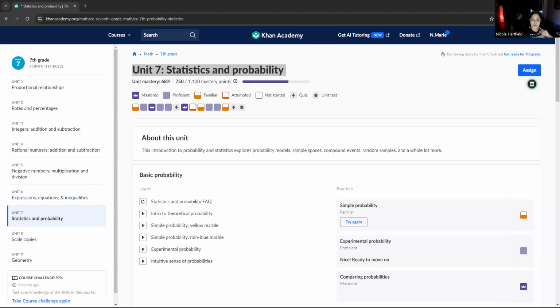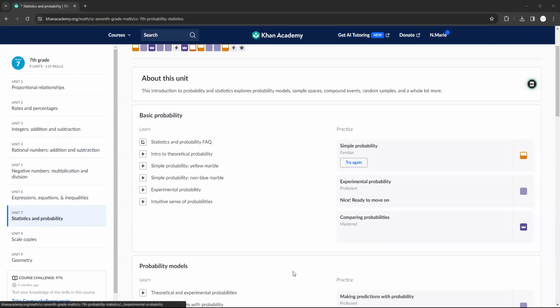Welcome. We will be going over statistics and probability for seventh grade math, which involves simple probability and experimental probability. Let me go over the difference between the two.